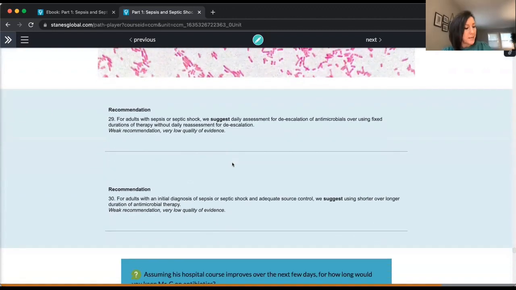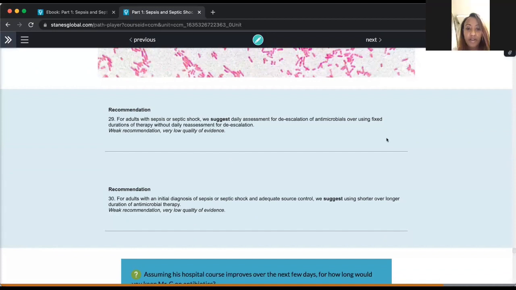Okay, let me get ready. Do you mind to read 29 and 30 recommendations from the article? Okay. For adults with sepsis or septic shock, we suggest daily assessment for de-escalation of antimicrobials over using fixed durations of therapy without daily reassessment for de-escalation. For adults with initial diagnosis of sepsis or septic shock and adequate source control, we suggest using shorter over longer duration of antimicrobial therapy.